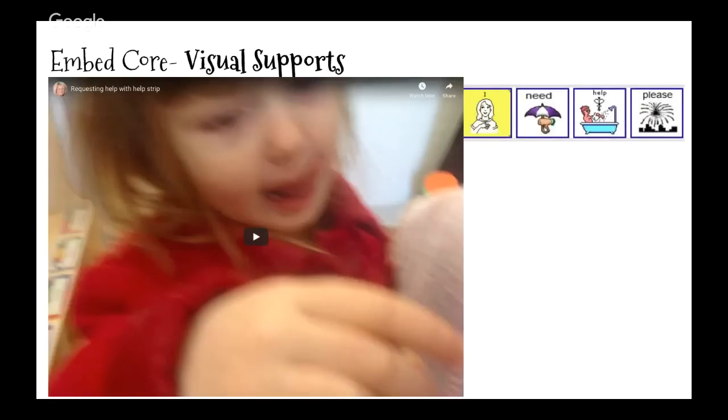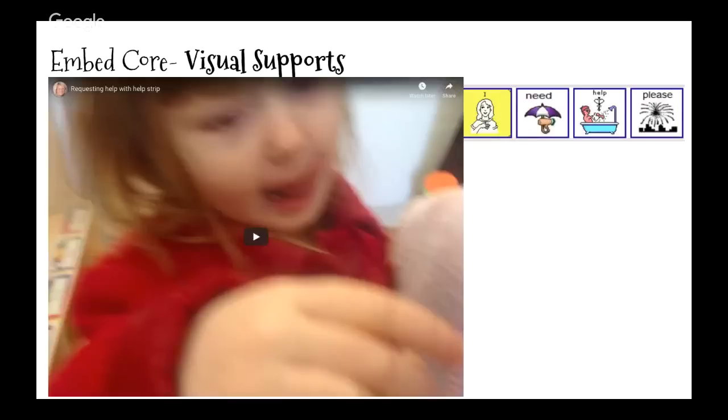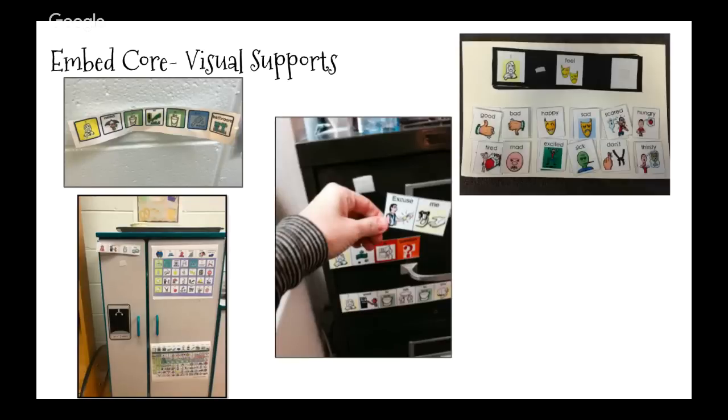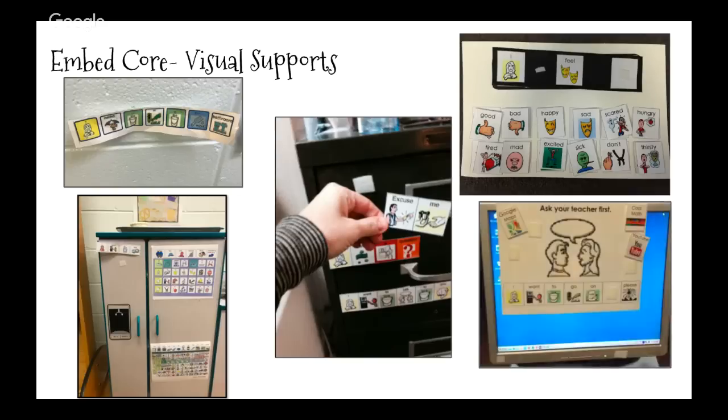But just to see the power of embedding core within your visual supports, giving students the language you want them to be able to use. This is such a cute video, but I'm going to skip through it. I know, it's so powerful. So these are just a bunch of examples, early childhood through high school, how staff are using our coring out, when in doubt, core it out, our visual supports for our students.